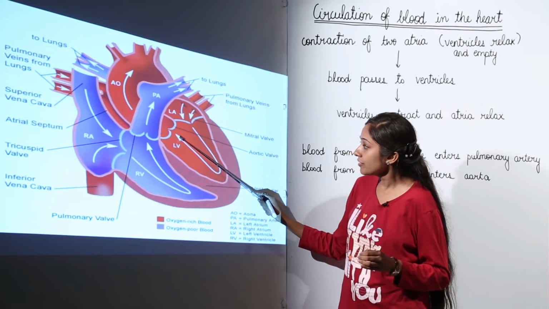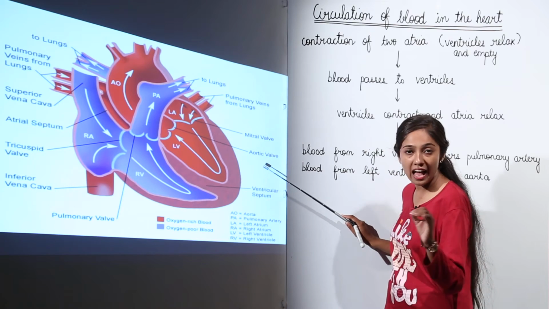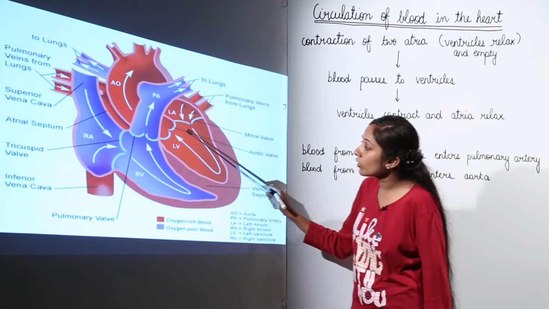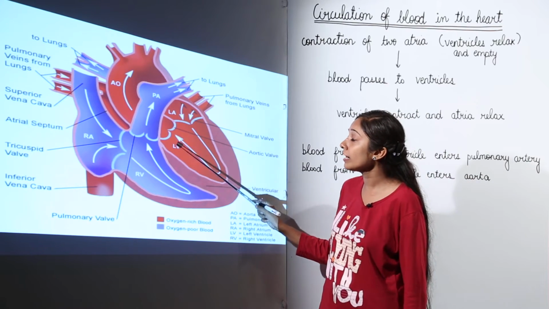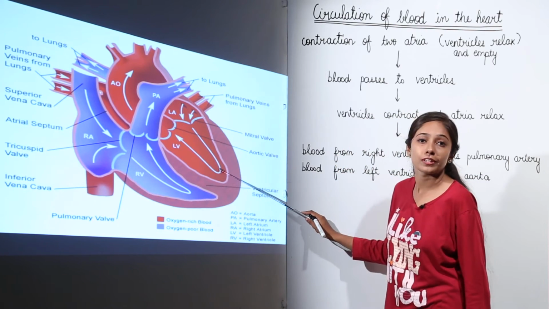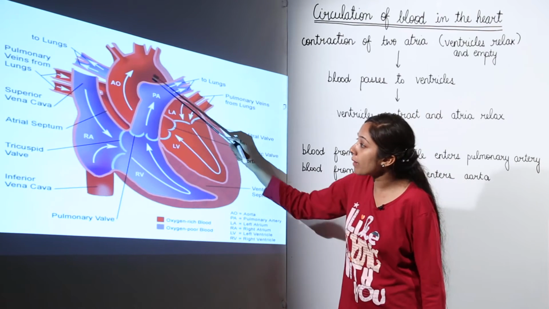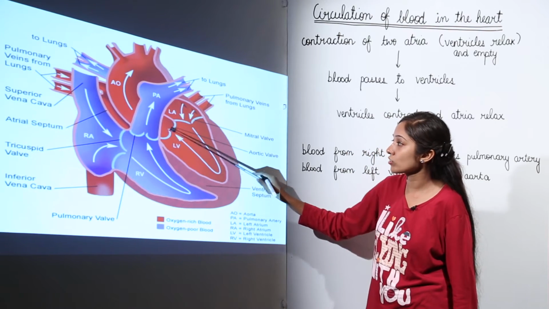here we have the aortic valve. We have the aortic valve. So, what is the aortic valve going to do? It is again going to prevent the backflow of the blood from the aorta to the left ventricle, right? It is going to prevent the backflow of the blood. Here we have this aortic valve.